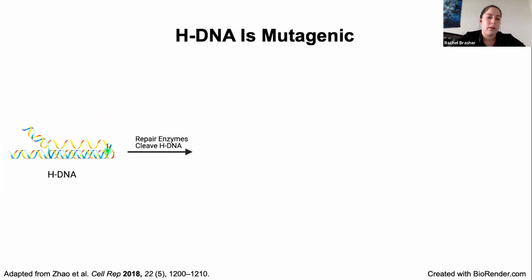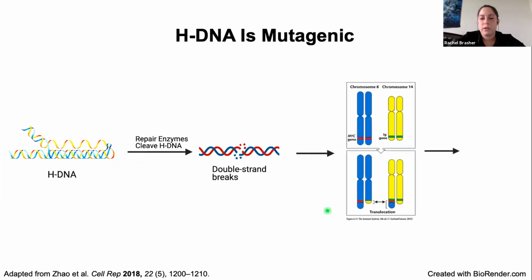H-DNA and alternative conformations are recognized by repair enzymes as damage, and in an attempt to repair this damage, the repair enzymes will cleave the DNA, resulting in double-strand breaks. If this damage is not repaired and the DNA is replicated, it results in an altered sequence known as a mutation. One such mutation is a translocation mutation, where a part of a chromosome will break off and reattach to a different chromosome, as can be seen by this blue that was originally here and is now here. Same with the yellow.